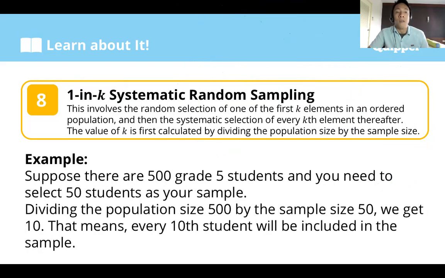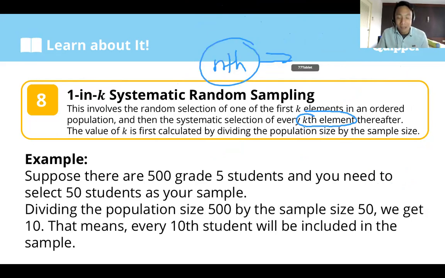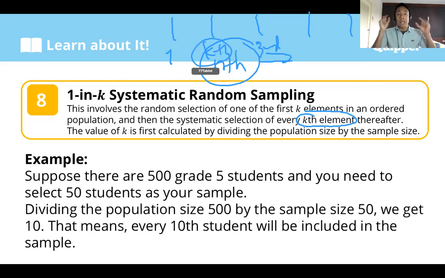Next one: 1 in K, systematic random sampling, or what we call the kth element. Kumbaga parang lang siyang nth element. Yung nth element kasi always na nasa dulo, tama? Pero ang kth element, this one is just like at the center of each. Kumbaga, this will be first, kth, third, something like that. So this will be second. So it is at the center of each number.